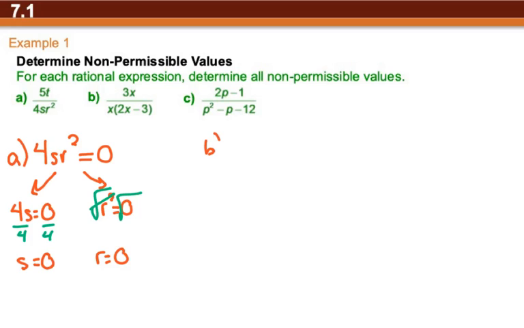B, same process. We take the denominator, we make it equal 0, and now because we're down to one variable, the method does change somewhat, but not much yet. We have this already factored out. This x has been taken out as a common factor. So because of that, we can split just as we would with solving a quadratic equation.